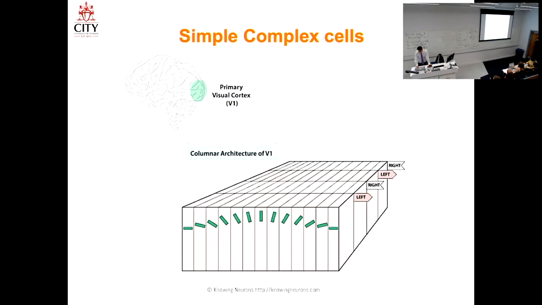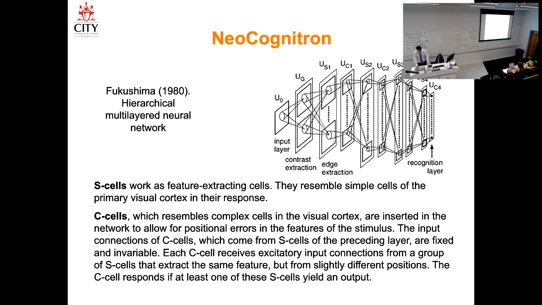So based on this model, Fukushima in 1980 suggested a hierarchical multi-layer neural network. He had S1 and C1 layers.